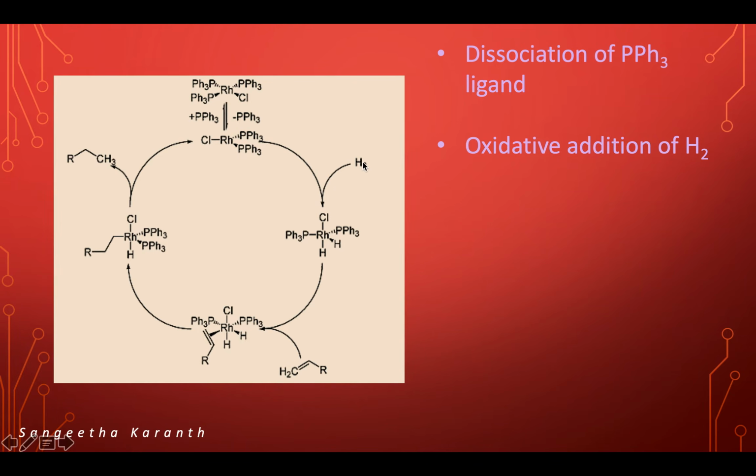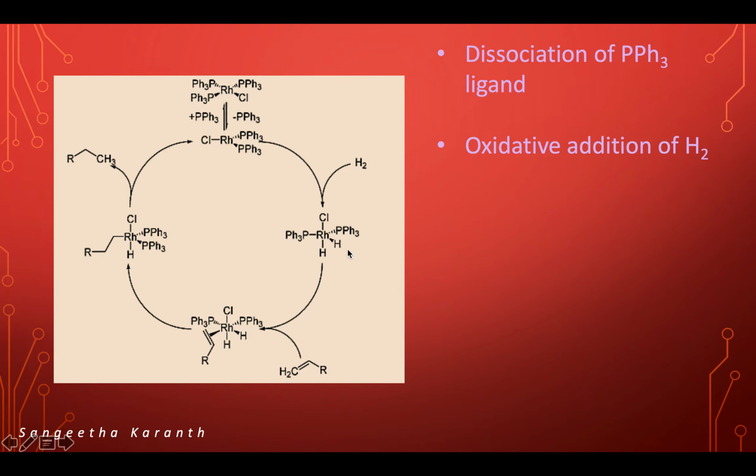Now on addition of H2, it is added in such a way that the two hydrogens, H and H, are added separately to this rhodium metal. So you have PPh3, which is already here, one chloro ligand, and the two hydrogens which are split and added to the rhodium. Now the coordination number of rhodium has increased from 3 to 5. So the coordination number has increased by 2 units by the addition of this H2.